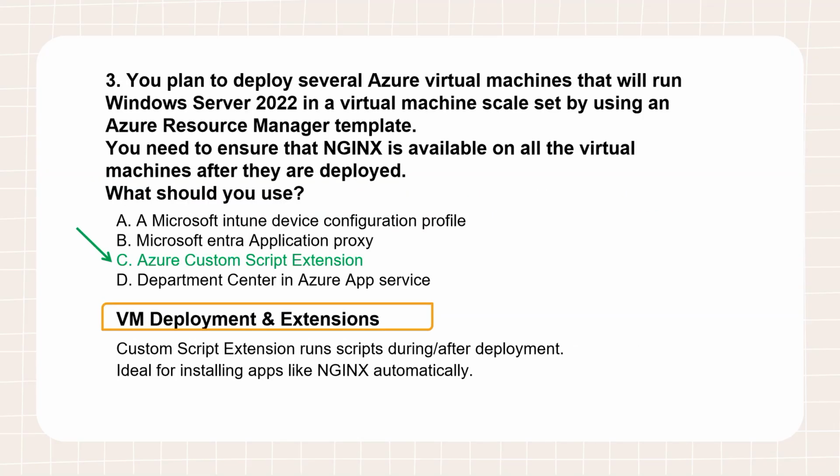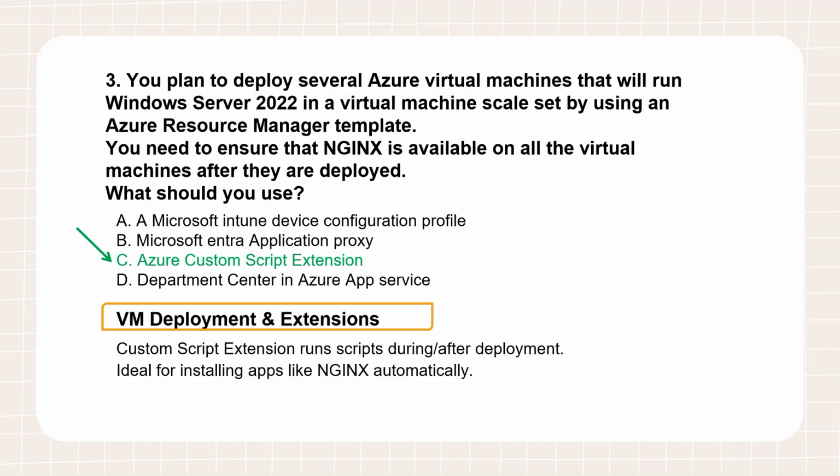Question 3. You plan to deploy several Azure virtual machines that will run Windows Server 2022 in a virtual machine scale set by using an Azure Resource Manager template. You need to ensure that Nginx is available on all the virtual machines after they are deployed. What should you use?